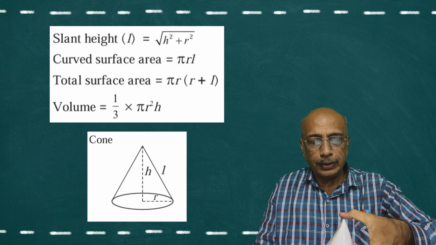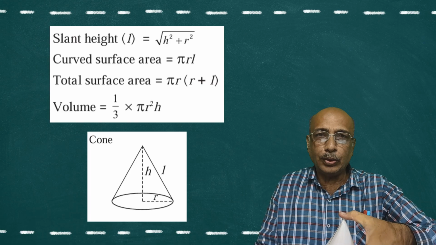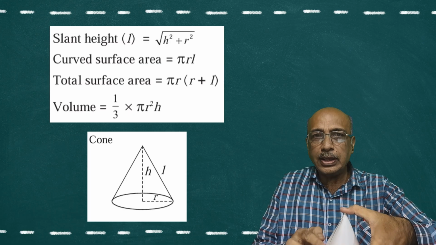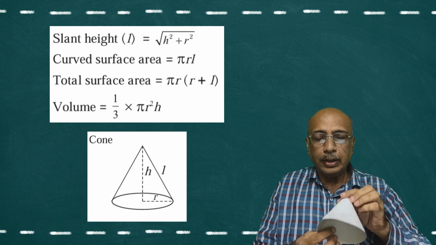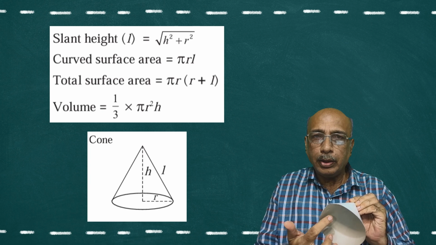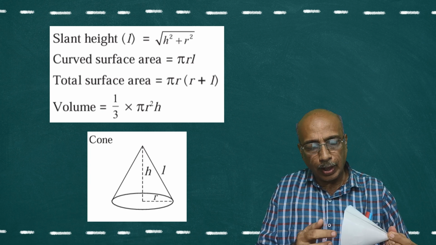This perpendicular height is known as the height of the cone. This is known as the slant height. And the radius of this circular region will be r.